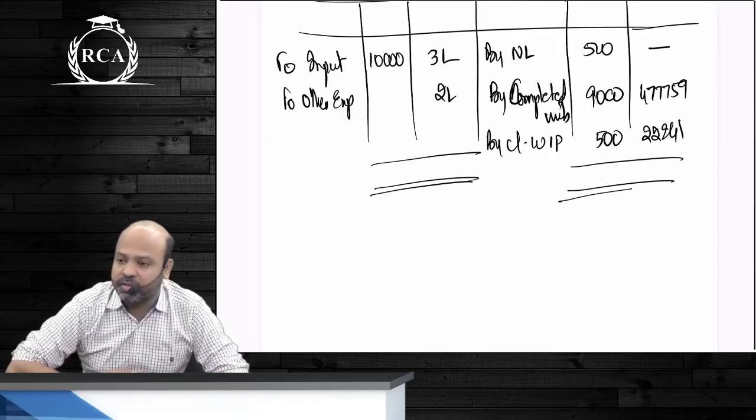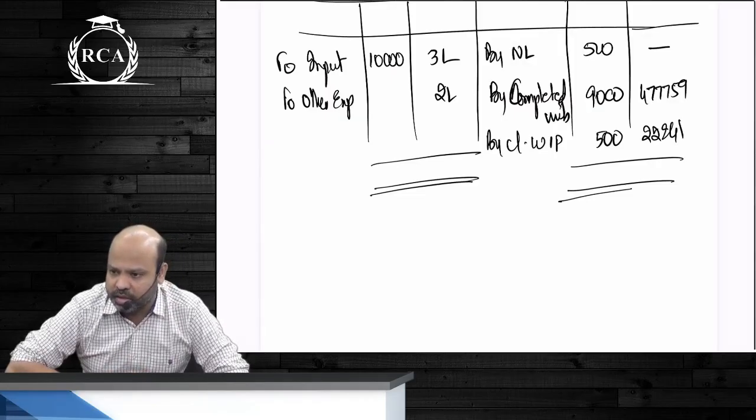Normal loss has a scrap value of 10 rupees per unit.